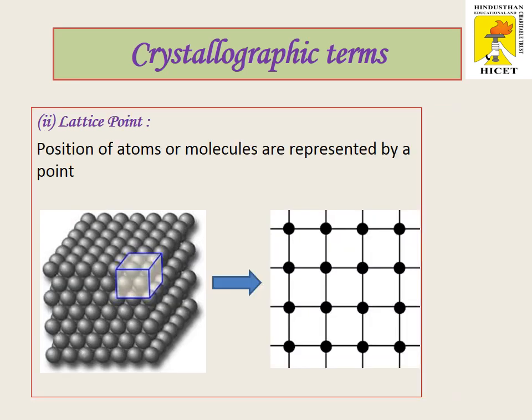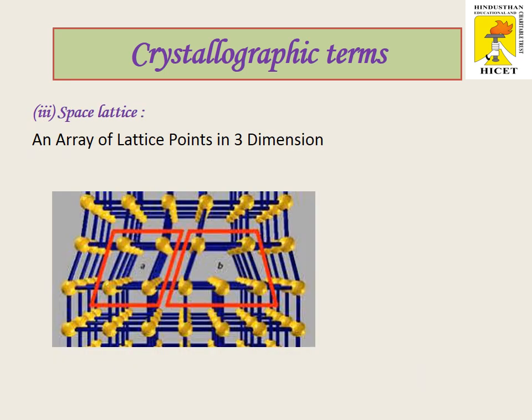The next one, lattice point. The position of atoms or molecules represented by a point is called a lattice point. In order to draw the atom, if I simply specify a point, then it is called a lattice point. Space lattice: an array of lattice points in 3 dimensions. A group of lattice points in 3 dimensions, we call a space lattice.